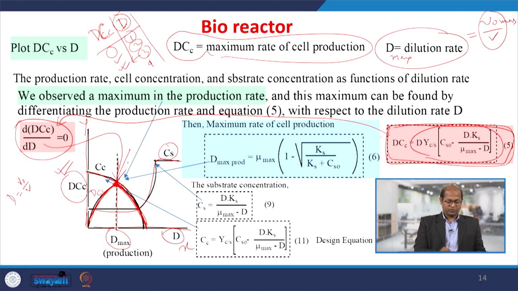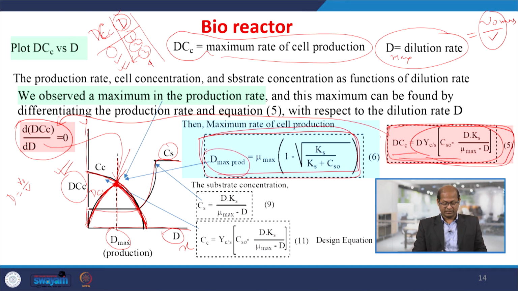Okay. So, here would be the maximum dilution rate, when cell concentration or the cell production rate would be the maximum. So, if we differentiate equation 5 with respect to d and put it equal to 0, then this particular point would come. After differentiating, if we rearrange these equations, then it would be like this. Okay. Equation 6 would come.